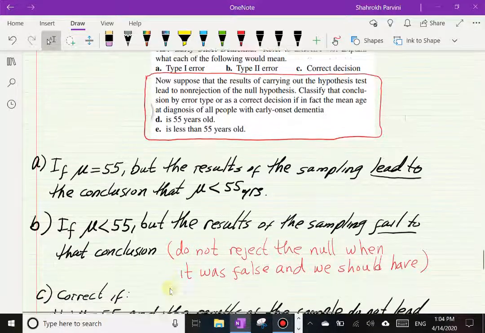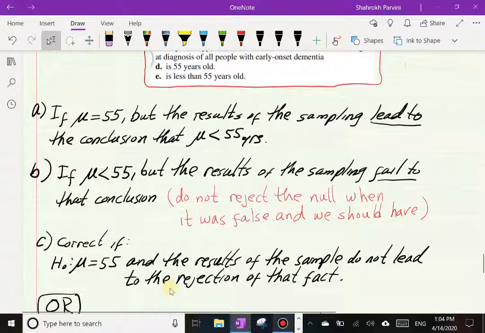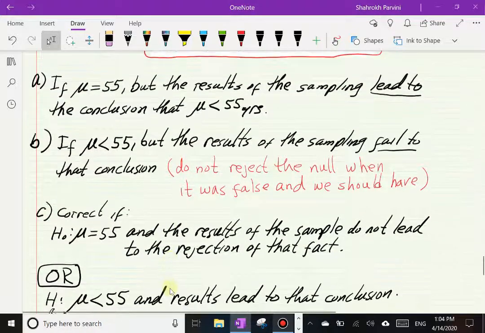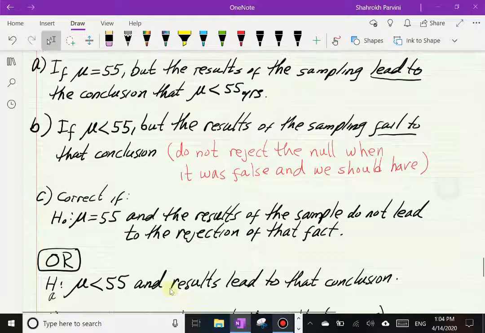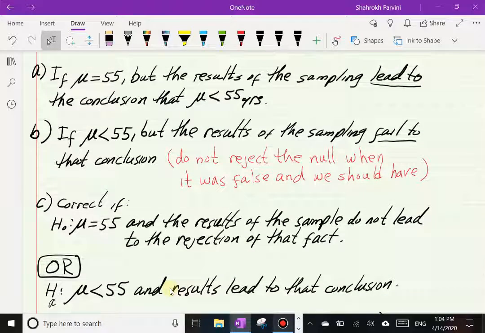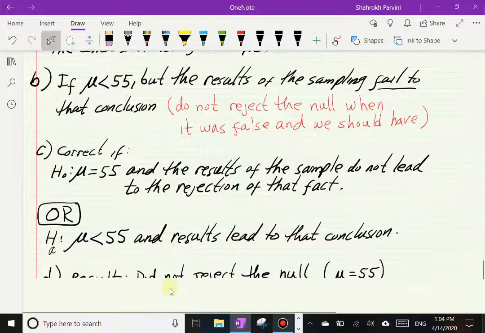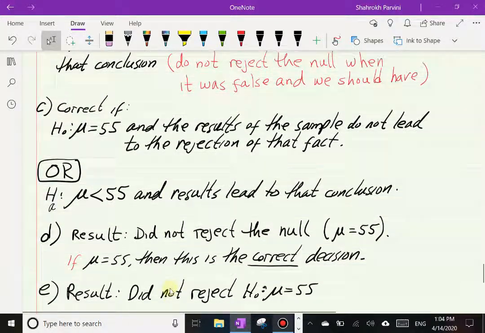And in part C, the correct decision here is, well, the correct decision if the mean is 55 and the results show that, or the mean is less than 55 and the results show that. So that's what those are. Okay, those are both the correct decisions.